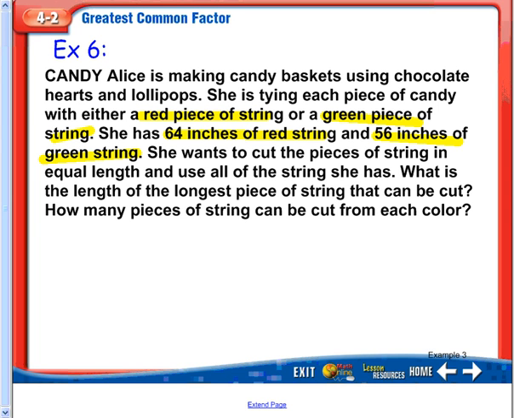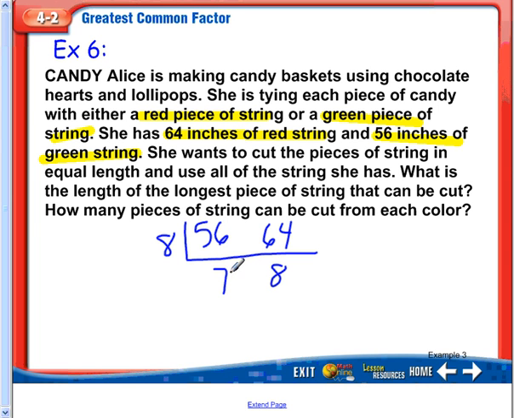So we need to find the greatest common factor of 56 and 64. So I'm going to start by writing those two numbers right here, 56 and 64. And I'm going to start with my L method. What is a number that goes into both 56 and 64? I know that 8 goes into both. 8 goes into 56 7 times. And 8 goes into 64 8 times.